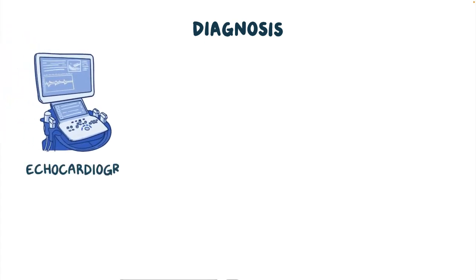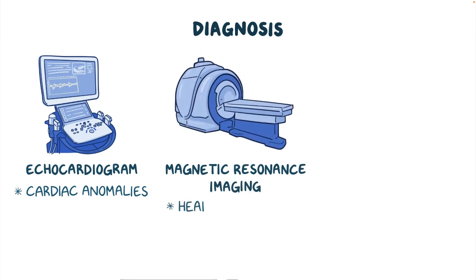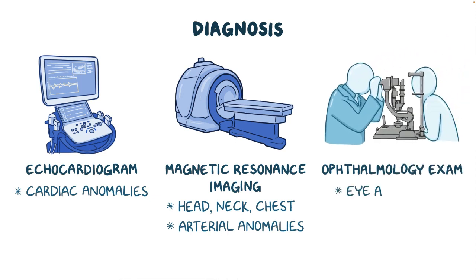Various tests may be done to look for other features of PHACE syndrome, including an echocardiogram to look for cardiac anomalies, magnetic resonance imaging of the head, neck, or chest to look for arterial anomalies, and an ophthalmology exam to rule out any eye anomalies.